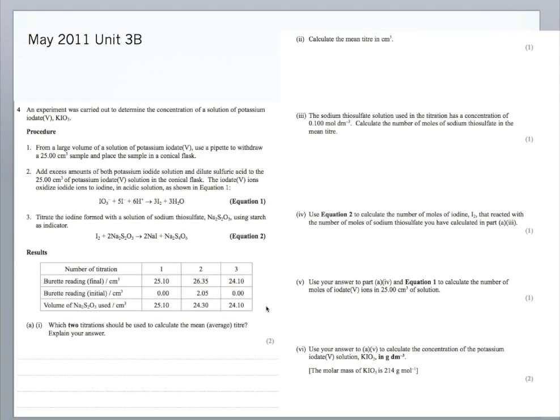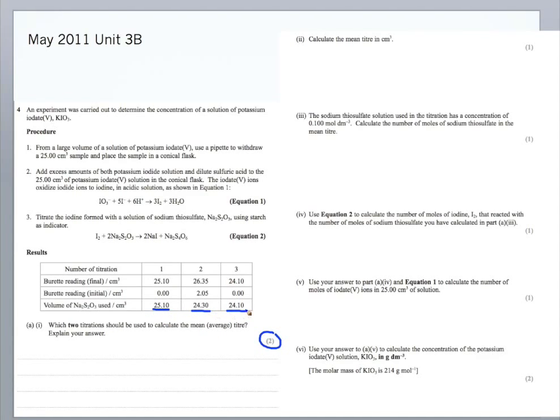So question 1 says which 2 titrations should be used to calculate the mean or the average titer. Explain your answer. And always look at the marks, because that gives you information on how many points you're meant to say. So it says which 2 titrations should be used. So we remember that. We have 3 titrations.